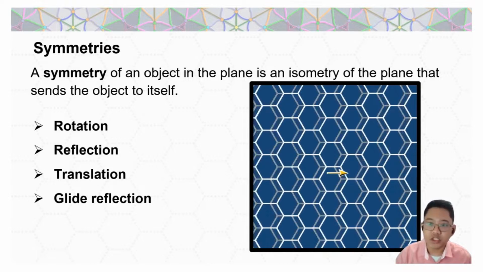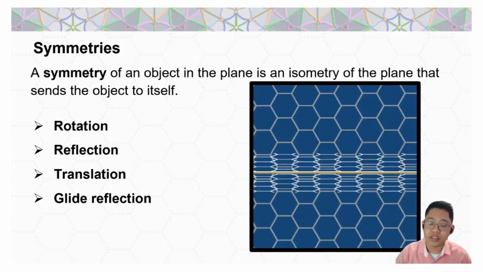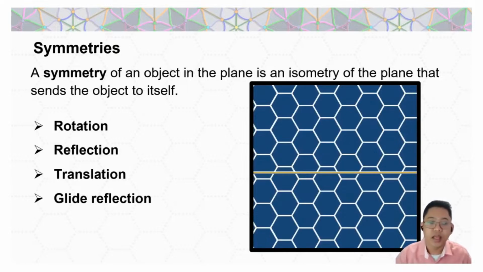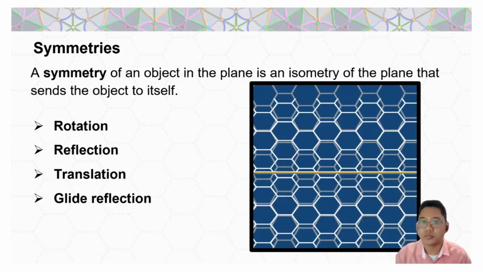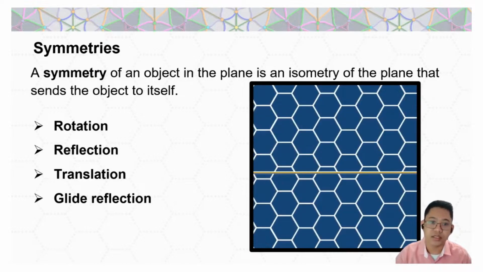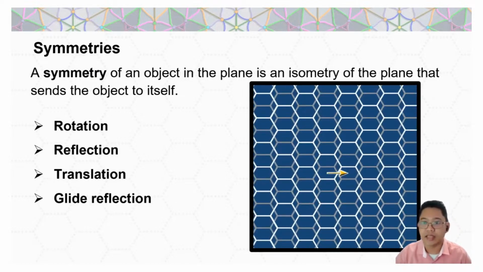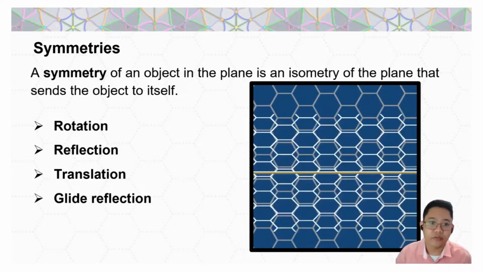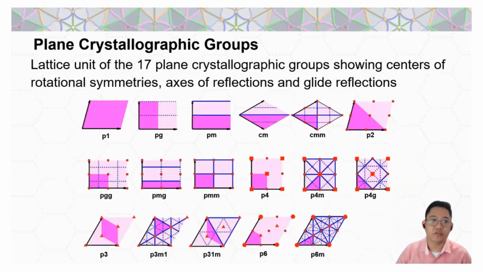Now, I mentioned earlier that for finite objects, there are only two types of symmetry groups: either you have Cn, cyclic group, or Dn, dihedral groups. As it turns out, for infinite objects like tilings and patterns, you could have 17 different types of symmetry groups. We call them plane crystallographic groups. And they are depicted by one of these diagrams, which we call lattice units. So they belong to one of these.